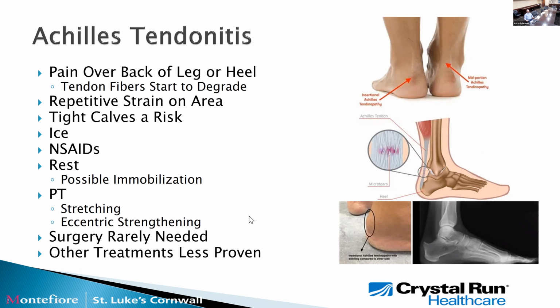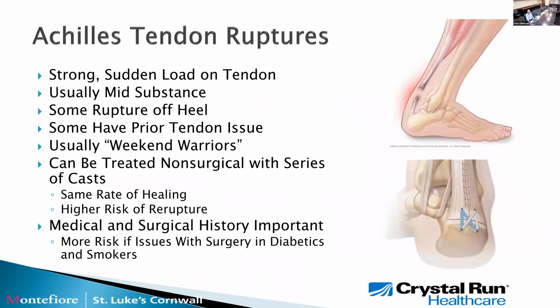Surgery is rarely needed for this. Sometimes, usually more in insertional Achilles tendonitis, you'll get this big bump of bone here, which sometimes you can actually even see from the outside. So that's taken off, the tendon is detached and reattached onto the bone. Obviously, that is a very lengthy recovery and a difficult recovery, so we try to avoid that if possible. Other treatments, such as platelet-rich protein, are less proven for this condition.